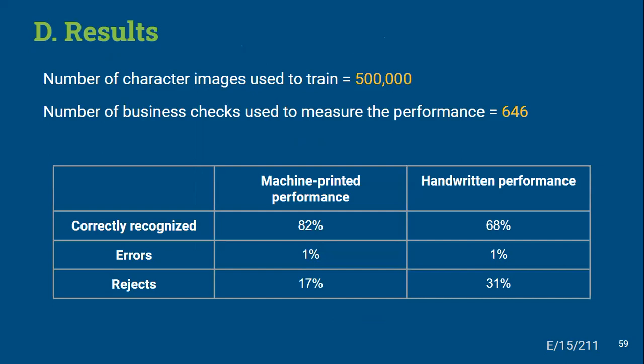Results. Initially, nearly 500,000 images of characters were trained, from various origins spanning the entire printable ASCII set. On 646 business checks that were automatically categorized as machine printed, the performance was 82% correctly recognized checks, 1% errors, and 70% rejects. This can be compared to the performance on handwritten checks for the same test: 68% correct, 1% errors, and 31% rejects.